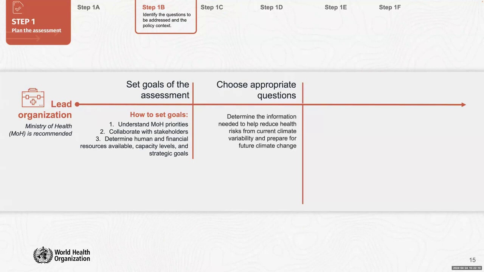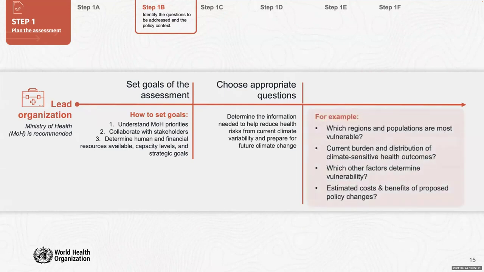And then we would have identified a set of questions. For example, depending on what we want to do, we would say, okay, we are not able to do the whole country in this assessment, but what regions or what populations are most vulnerable so we can focus on them? What would be the current distribution of climate-sensitive health outcomes? Which other factors determine vulnerability in these communities, etc.